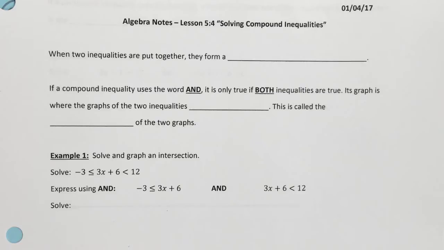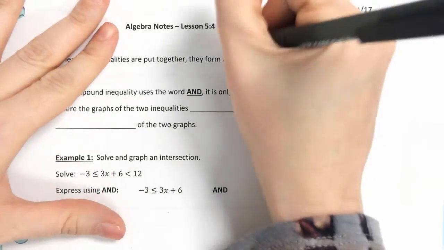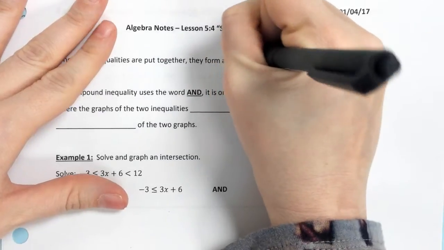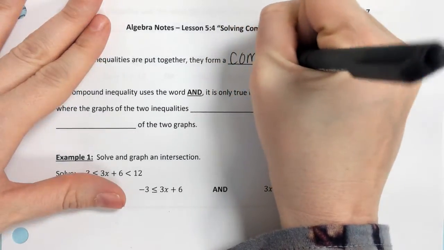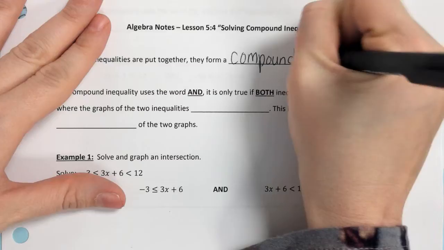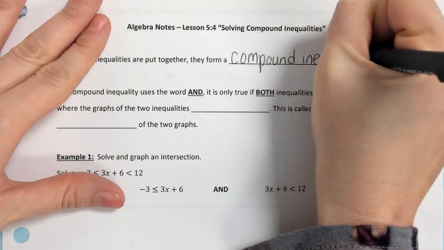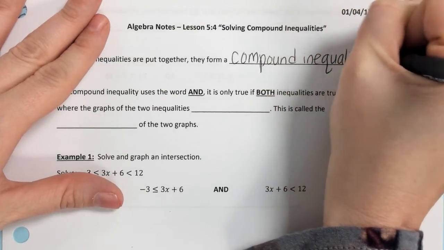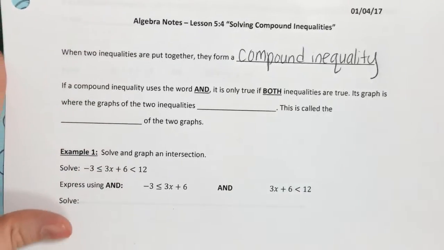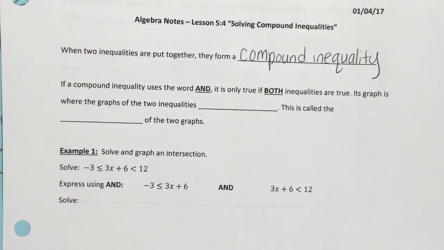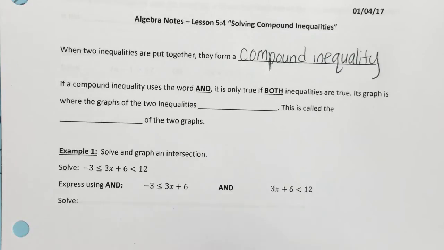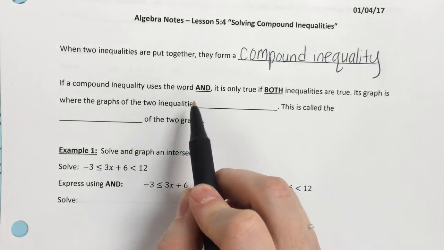Okay, so it says when two inequalities are put together, they form a compound inequality. That's what we just talked about. So I told you we're going to talk about and or problems. The first type we're going to talk about is an and problem.